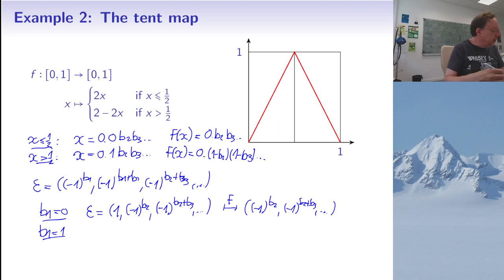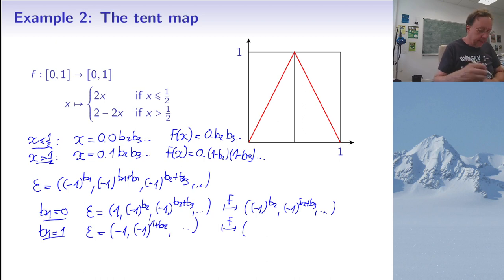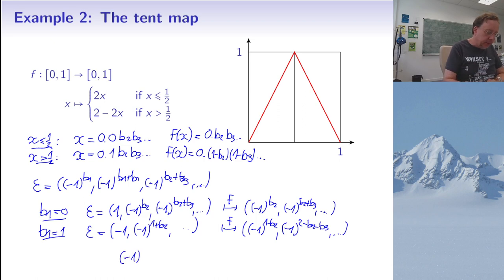But the other case, in that case, epsilon is given by minus 1, minus 1 to the 1 plus b2, because now b1 is equal to 1, and so on. And if you apply f, this will give me minus 1 to the 1 minus b2, because of this 1 minus b2 in my expression of f here. Then I will have minus 1 to the 2 minus b2 minus b3, and so on. But if I use the fact that minus 1 squared is equal to 1, this is actually the same as minus 1, 1 plus b2, minus 1 to the b2 plus b3, and so on.